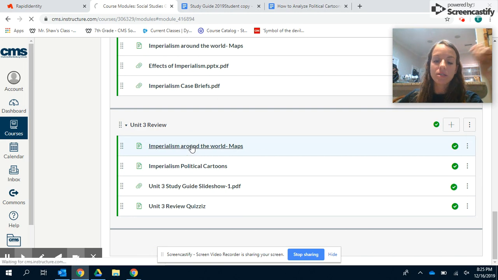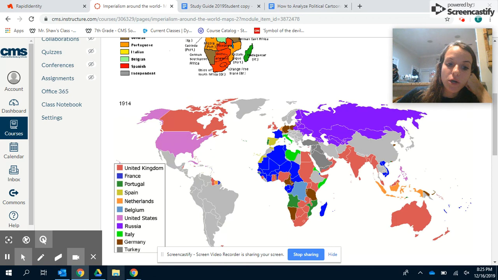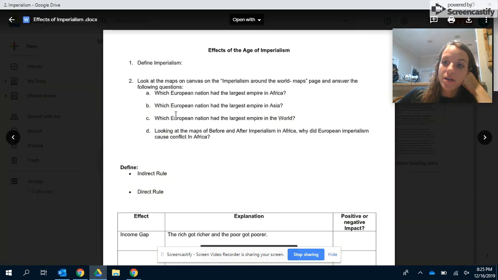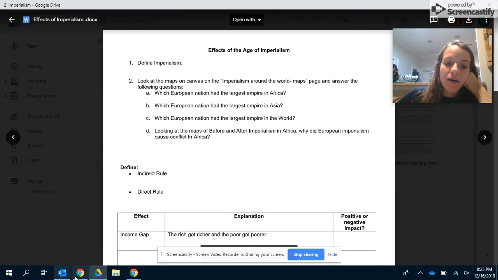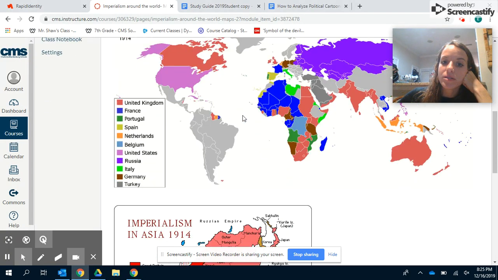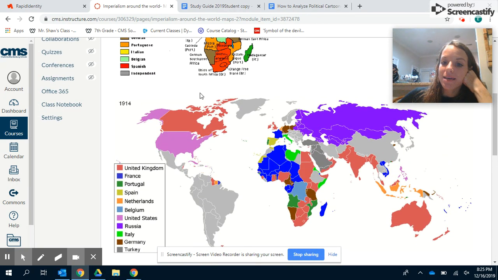So you'll start with the imperialism around the world maps. These maps go along with the top of here, and this is just to practice your map skills. The main thing I wanted to review is looking at maps number 2 and number 3. Those are important mainly because I'm pretty sure you're going to see this one on your test, if I remember correctly.